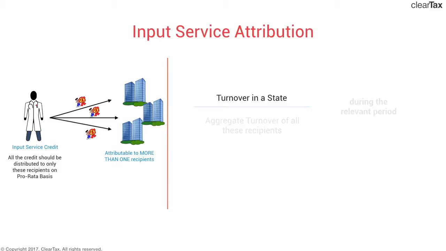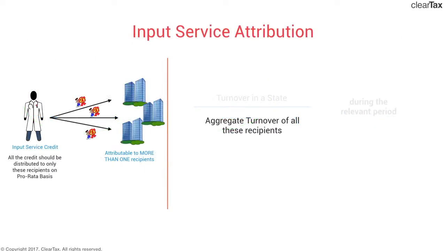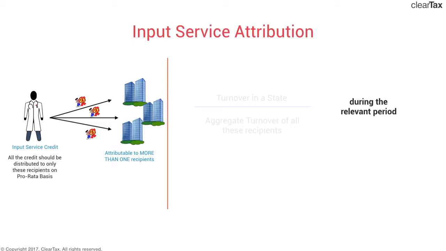We already know what turnover in a state is. We've seen it while we discussed composition scheme. We'd seen that turnover in a state is all the supplies of goods and or services of a person within or from a state, and it excludes taxes and the value of inward supplies. We also know what aggregate turnover is. It is all supplies of goods and services of a person having the same PAN and excludes taxes and values of inward supply. What is unknown here in our formula is the relevant period. It gets a little tricky.